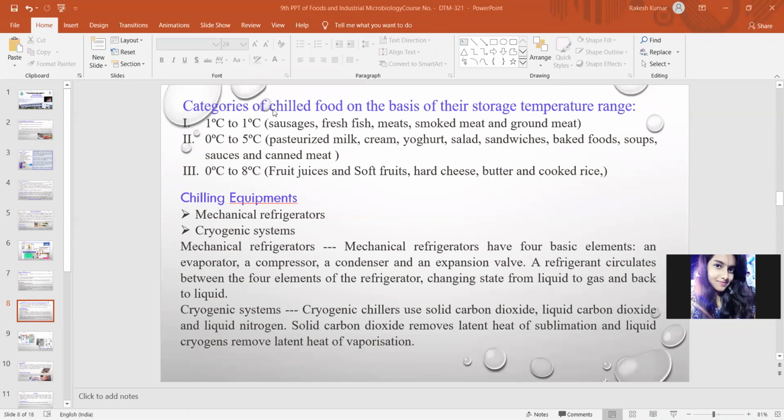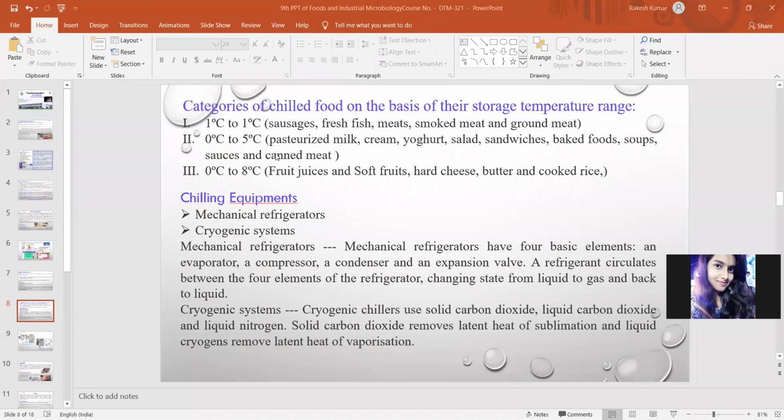Now the categories of chilled food on the basis of their storage temperature. -1 to 1 degree centigrade: sauces, fresh fish, meat, smoked meat, and ground meat. 0 to 5 degrees centigrade: pasteurized milk, cream, yogurts, salad, sandwiches, bakery foods, soups, sauces, canned meat. 0 to 8 degrees centigrade: fruit juices, soft fruits, and hard cheeses. So these are the temperature ranges recommended for different products.